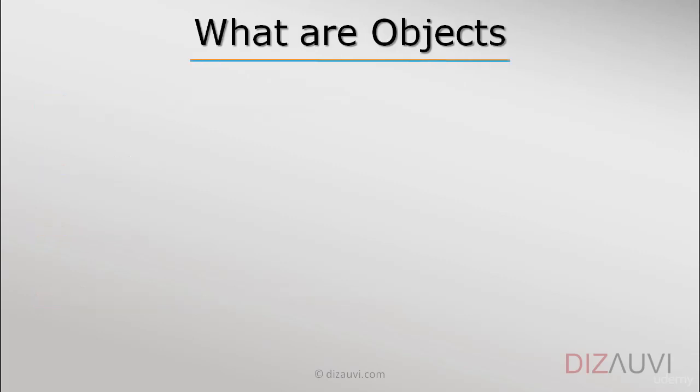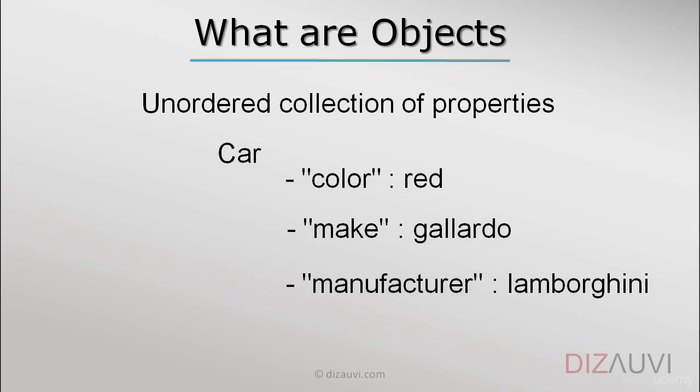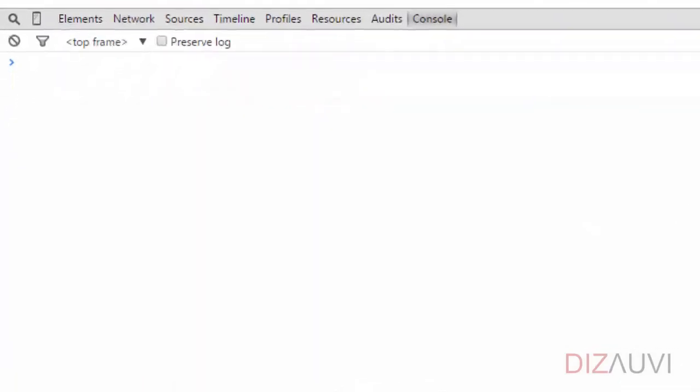JavaScript provides a general object data type, which is basically an unordered collection of properties. And each property has a name and value. The property names are strings, and values associated with a property may be anything. It could be a primitive type of value or another object. Alright? Let's understand with the help of an example.